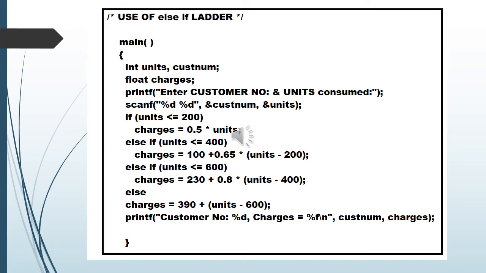Here, priority of operators we studied. So 100 plus 0.65, you should keep it as it is, and into is there. Here units minus 200 will be calculated first and then multiplied with the 0.65, then added to the 100. We will see the output in the next slide.